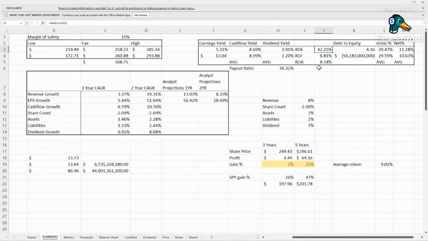ROE looks very high because of the high debt. They have a debt to equity of 4.16, which right off the bat disqualifies it, based on my criteria, for value criteria. The debt's just too high to be buying. ROI, 6.81%. Pretty low, honestly. And then ROA, 8.18%. That's kind of reasonable. So I don't like the ROI or the debt to equity here. And for that reason, I'm out.